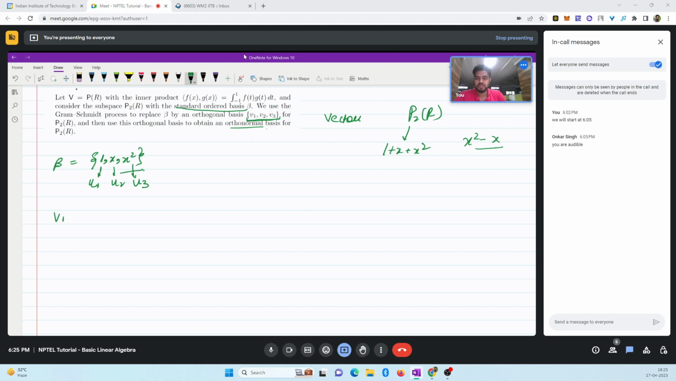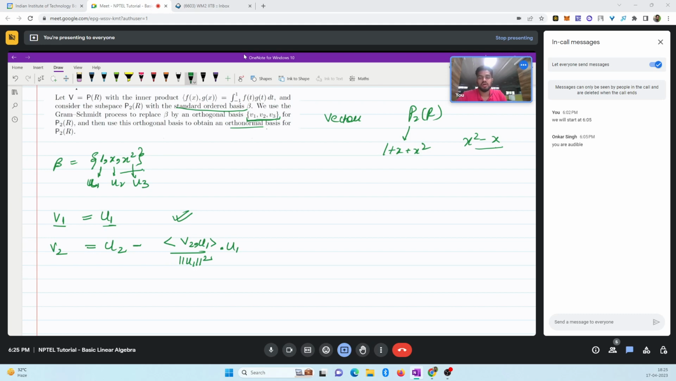So the first thing that we should do is take the first vector same as the first vector of our existing basis. This is what Gram-Schmidt's process said, that my V1 is equal to U1. Now we need to find V2. What is V2? V2 is U2 minus the inner product of V2 and U1 over norm of U1 squared, into U1. This is what we want to find.